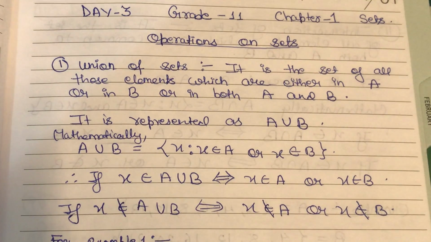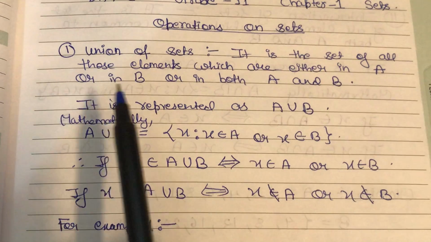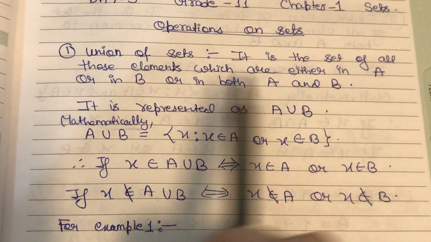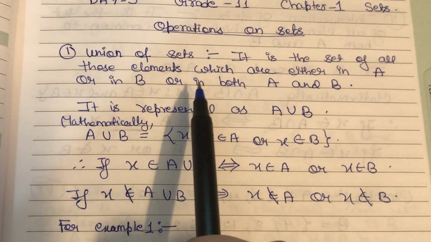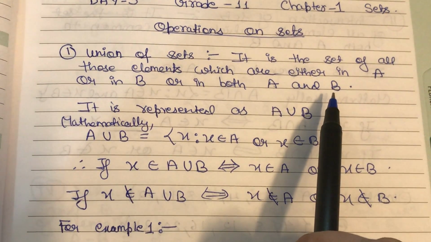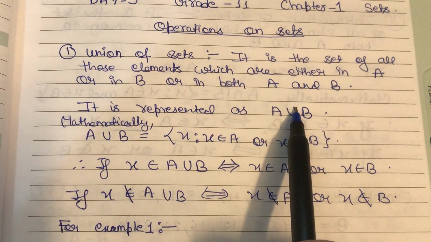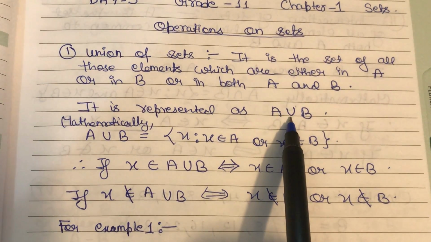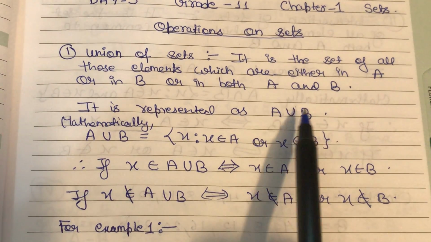The first is union of set. It is the set of all those elements which are either present in A or present in B, or we can say that it may be present in both A and B. It is represented by A ∪ B. So here we are using U, the alphabet U, to represent A union B.